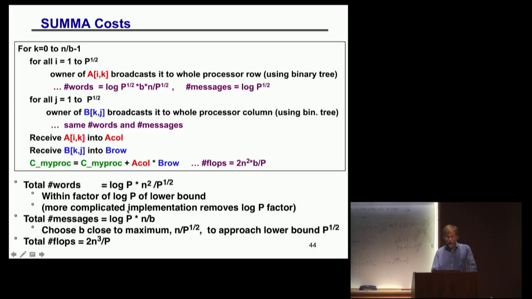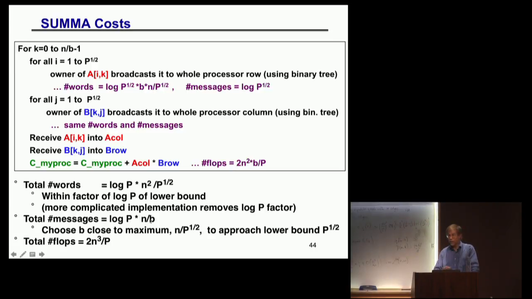Now, in fact, you can get rid of that log P factor by being more clever, but it would make the algorithm harder to read. So let's just leave it at that. It's possible to get rid of log P. How many messages do I have? It's log P times n over B. Log square root of P, same thing.